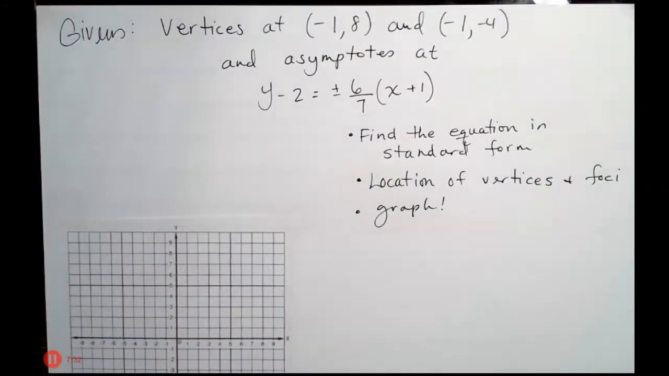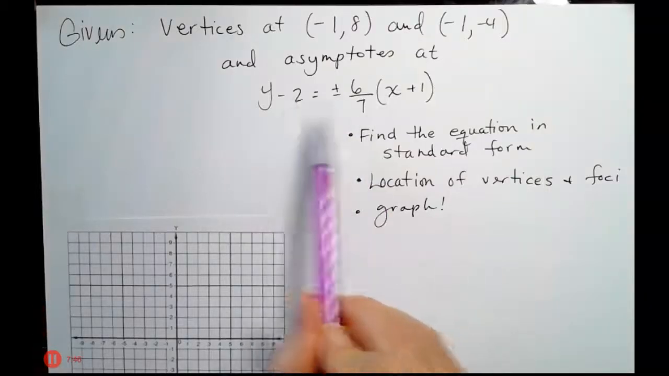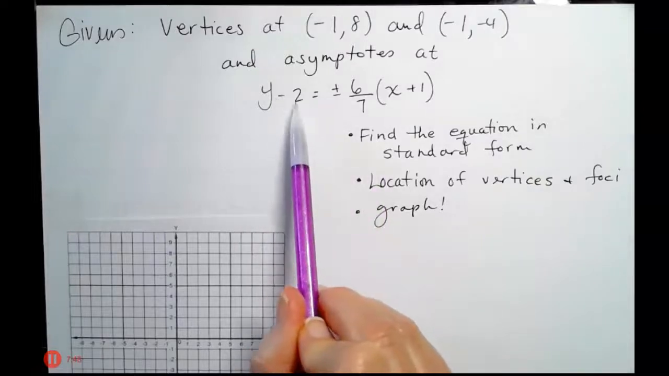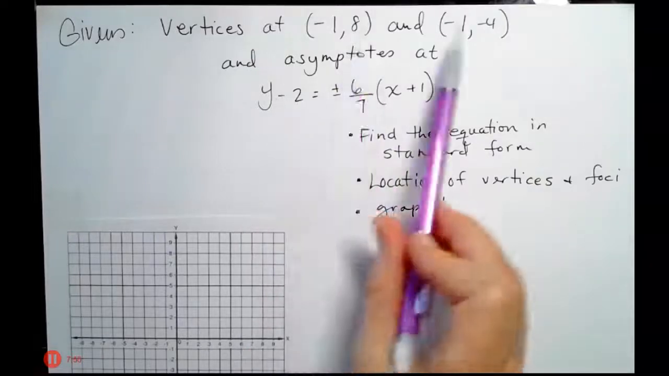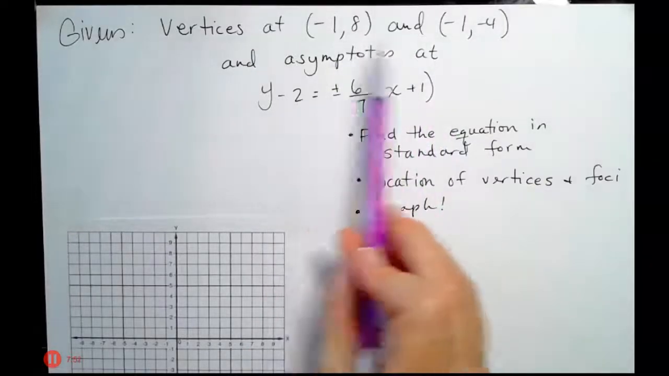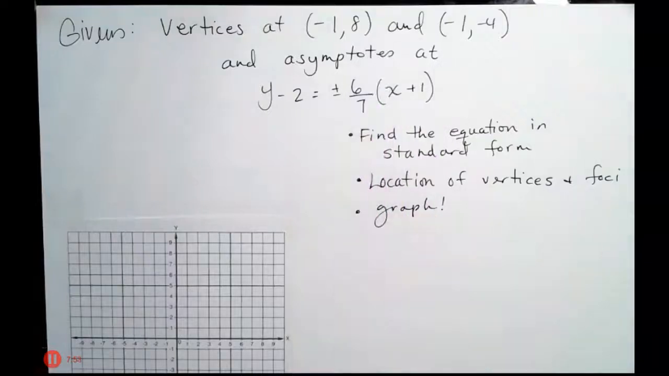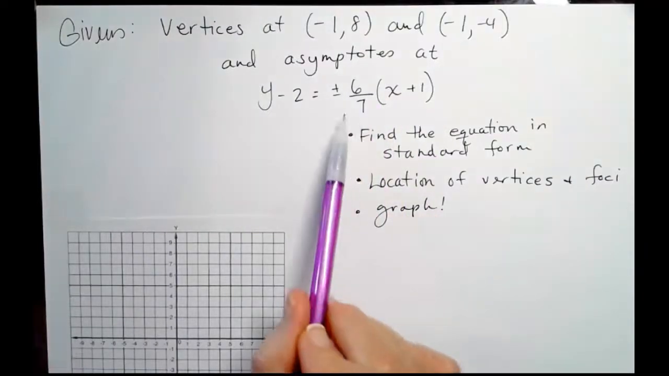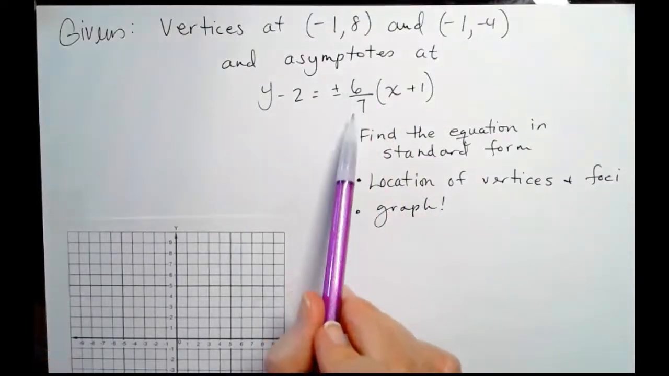Next type of problem, new givens. We're given both vertices, and this time we're also given the standard form of the asymptotes. Remember, the asymptotes give us a lot of information. We know the equation of the asymptotes. We know the center point, of course, and we can find the center point just by finding the midpoint of the two given vertices. But we've also got this slope here.